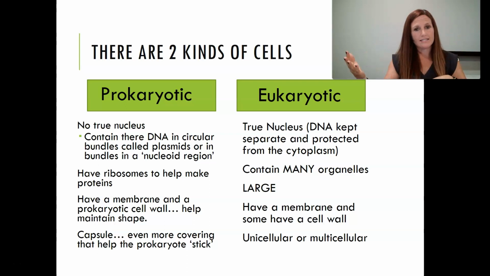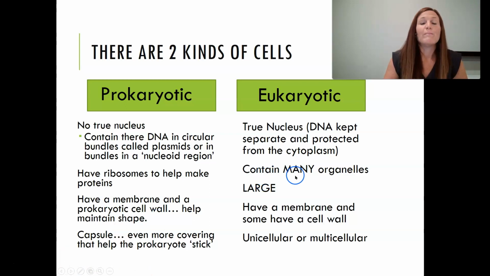The eukaryotic cell does have a true nucleus. The eukaryotic cell is the animal cell. If in your grade school you studied the cell and the cell had a nucleus, then you studied eukaryotic cells. They have a true nucleus, they have many organelles, they're very large, they have a membrane, and they can have a cell wall. And these eukaryotic cells, because of their size and also their intricacy, can make multicellular organisms.